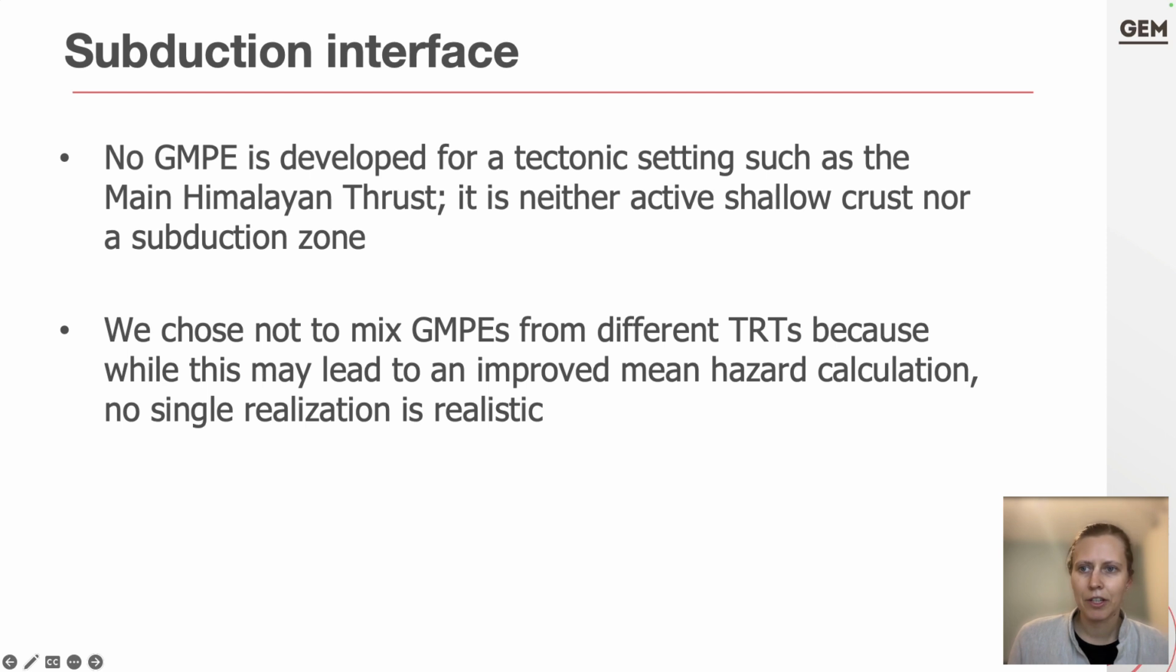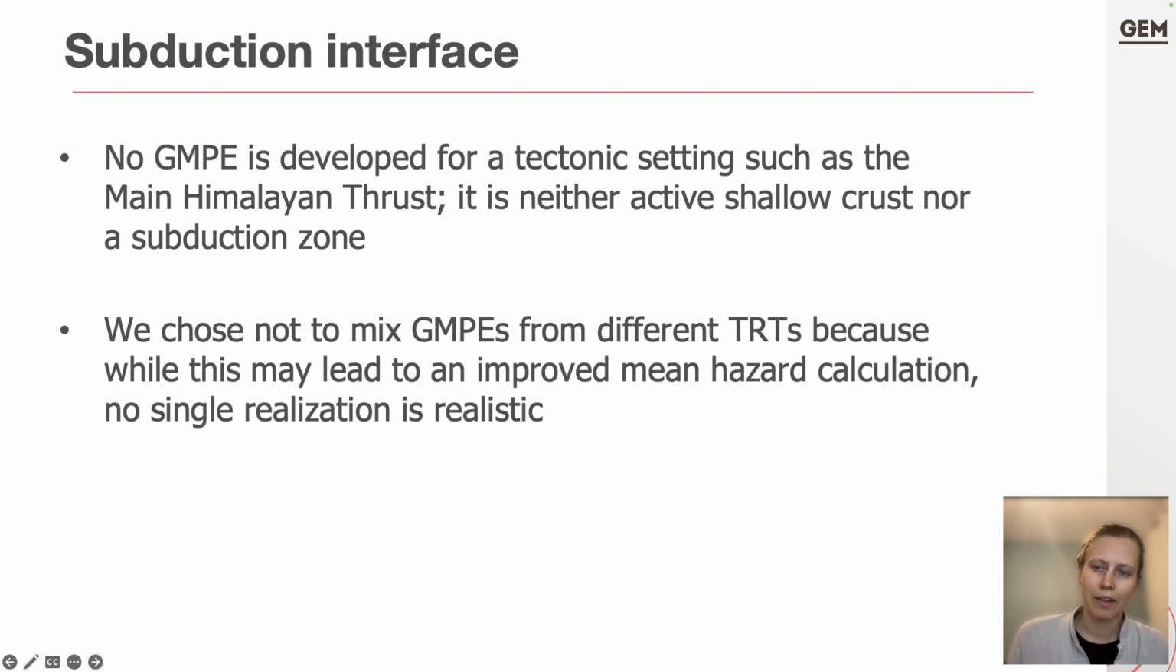And finally, for the subduction interface, we have 2 things to consider in this instance. The first is the main Himalayan thrust had some sources in the original model, some portions that were originally classified as subduction interface. However, we don't consider this structure to be a true interface nor a true active shallow crust. However, we don't like to mix GMPEs from different TRTs in studies like this one because while this might lead to an improved mean hazard calculation, no single realization is realistic, and this is especially problematic when we're using individual ruptures in event-based analyses.